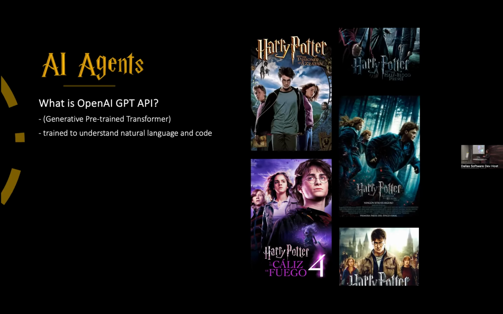And OpenAI GPT, or Generative Pre-trained Transformer, has an API that we can start calling. So as a JavaScript developer, we love APIs. We talked about NPM packages and all these different things. It's calling all these different APIs, right? So how do you train? OpenAI GPT is trained to understand natural language and code.